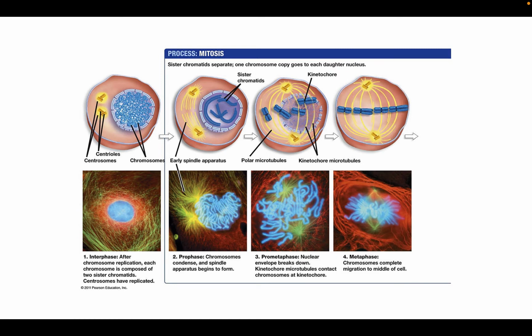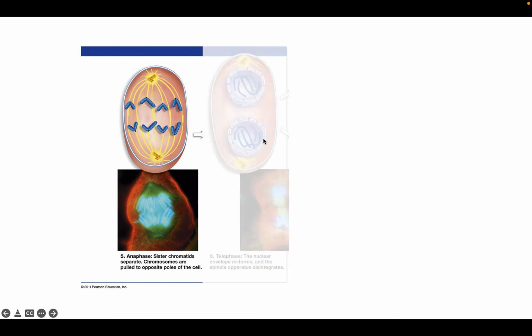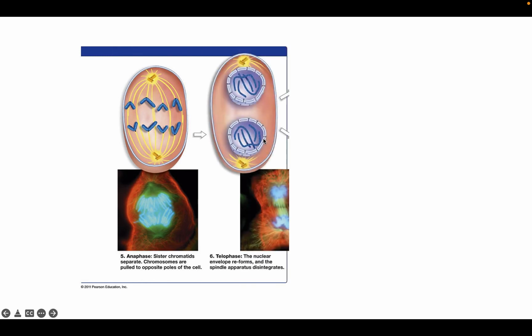And in metaphase, the chromosomes align on the metaphase plate individually during mitosis. The next step is anaphase, and in anaphase, the chromosomes are pulled apart, the sister chromatids separate, and begin to move toward opposite poles. Telophase, the chromosomes have reached the opposite poles and the nuclear envelope starts to reform.